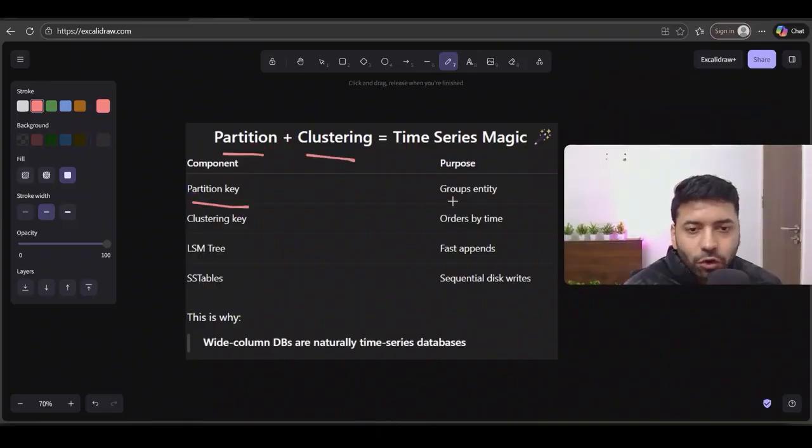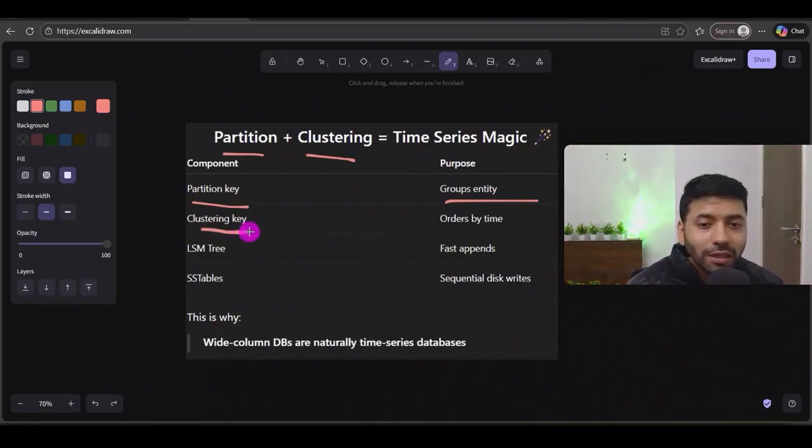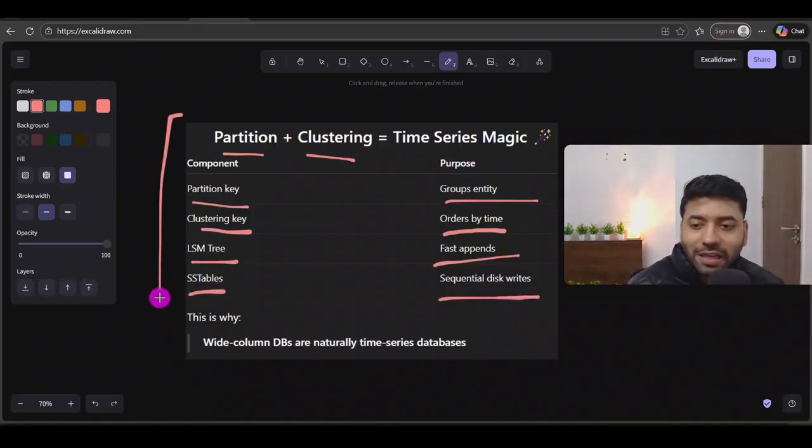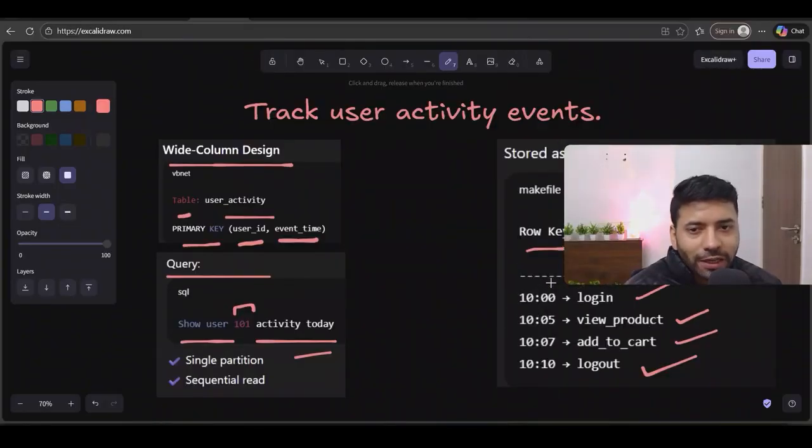So the partition key would be the grouping entity, like it can be your user ID. The clustering key would basically order by time. Okay. And internally it uses LSM tree, due to which we have fast appends. And another thing that it uses is SS tables, due to which we have sequential disk writes. And these are the reasons that the wide column database becomes the natural choice for time series data. So we saw the example of user activity events using the wide column database.